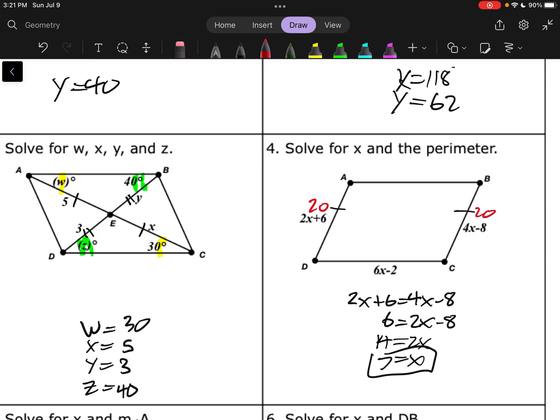And inside DC, if we've got 7, that's 4 times 6, which is 42, minus 2 is 40, which means that's 40, which means that my perimeter, when I add up everything, should be 40, 40, 20, 20. That is 120.